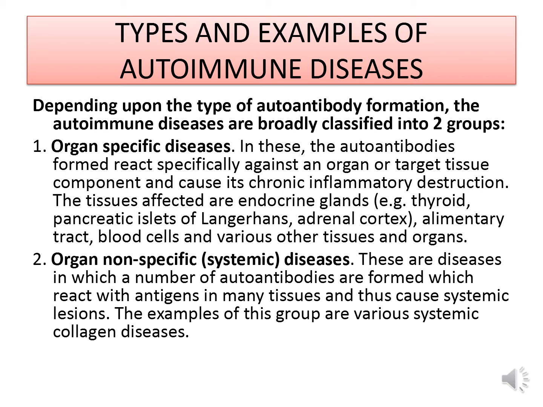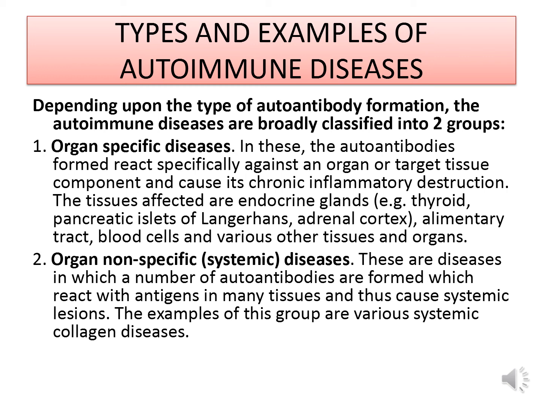There are various kinds of autoimmune diseases: organ-specific diseases. In these, autoantibodies formed react specifically against an organ and target tissue component and cause chronic inflammatory destruction. We can see such reaction in thyroid gland, in pancreas, in adrenal cortex, in various tissues of the alimentary tract, blood cells, and various other tissues.